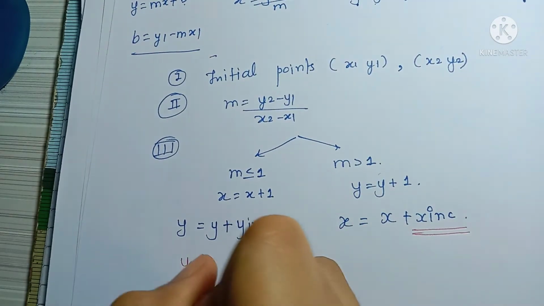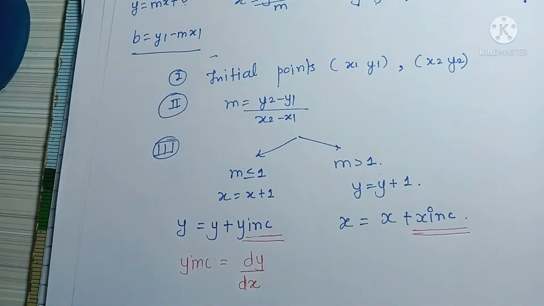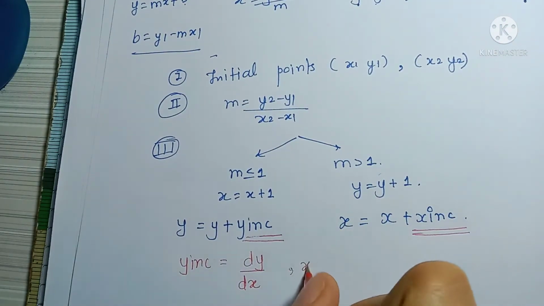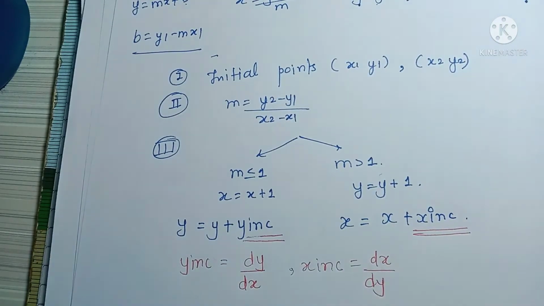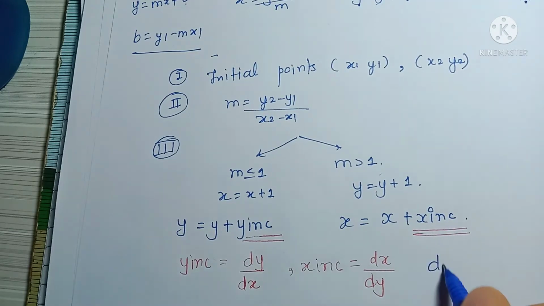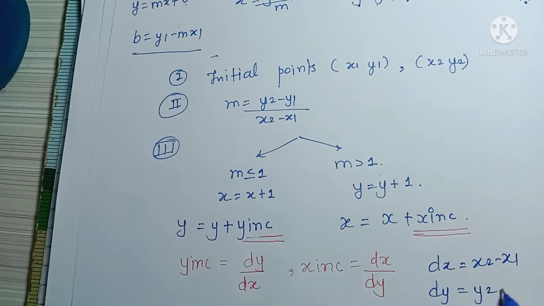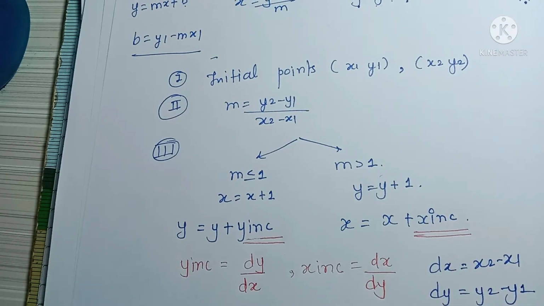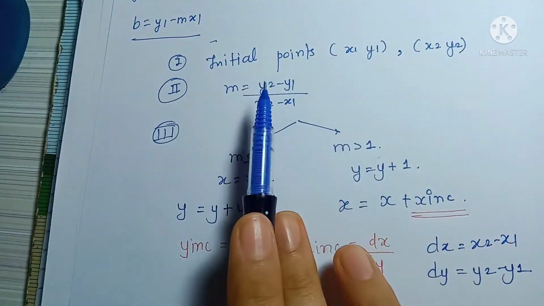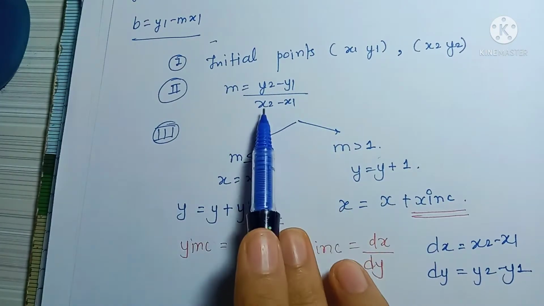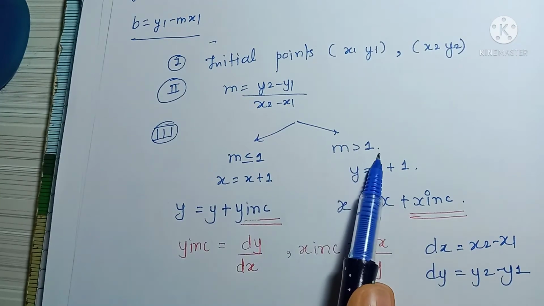Now what is y increment? Y increment is dy upon dx. And what is x increment? Dx upon dy. Now what is dx? x2 minus x1, and dy is y2 minus y1. Okay, so initial points x1, y1, x2, y2. Calculate the slope m, y2 minus y1 upon x2 minus x1. First, if slope is less than or equal to 1, and if our slope is greater than 1.